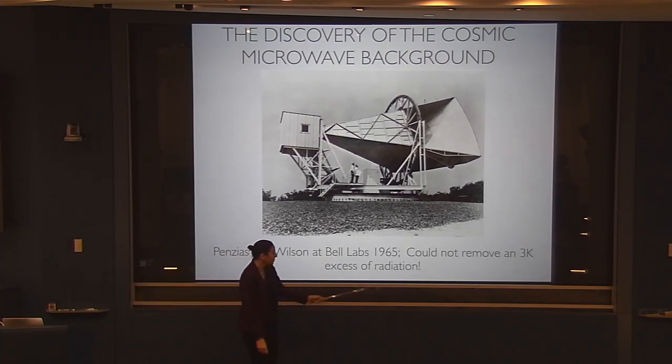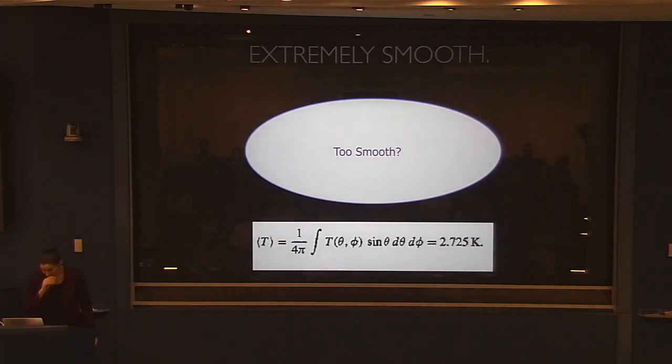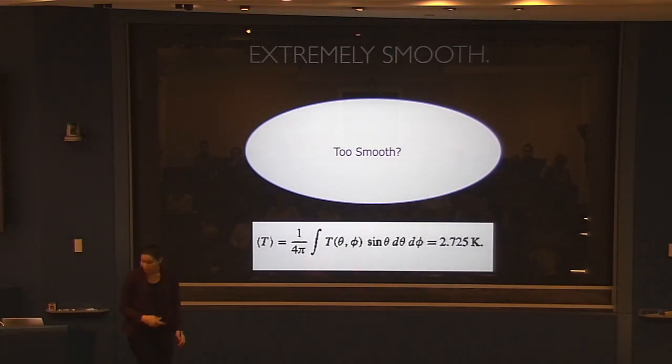I think you all know this story, but they were doing this experiment, really trying to interrogate communication satellites. And they kept finding that they couldn't get below this noise floor. No matter what they did, they scraped all the bird poop off of their machine, and they still found that they had all of this noise. They actually comment on that in their paper. So they just had this excess of 3K, seemingly coming from everywhere, and they couldn't get rid of it. And of course, this is the extra radiation left over from the Big Bang.